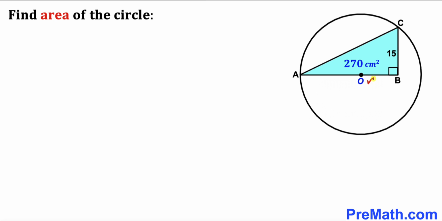We have got this blue right triangle ABC fully confined in a circle with the center O, as you can see in this diagram, such that the area of this right triangle is 270 centimeter square and its side length BC is 15 centimeter. And now our task is to calculate the area of this circle.